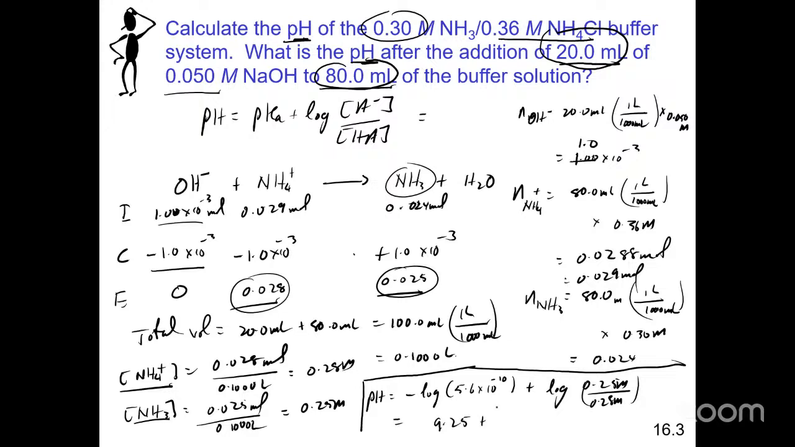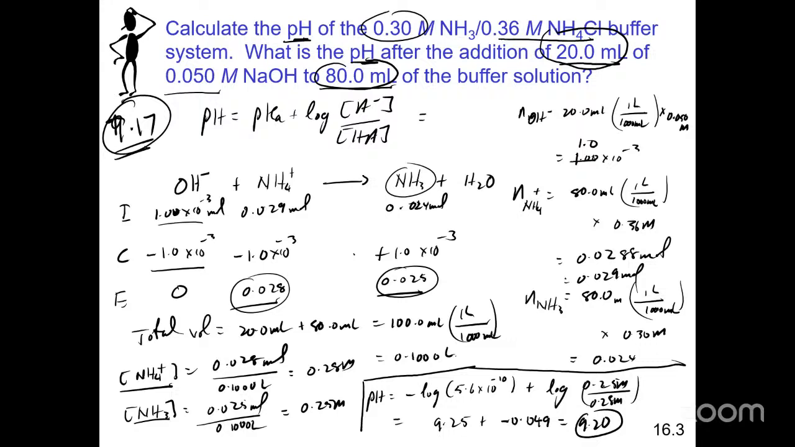And then I'm going to add to that log of 0.25 divided by 0.28, and this part works out to be equal to minus 0.049. And then I add that to the 9.25, and I got 9.20. All right. Now, if I remember correctly, the previous pH was 9.17, right? Before you add anything. That's what we calculated earlier. So this is before, and this is after.